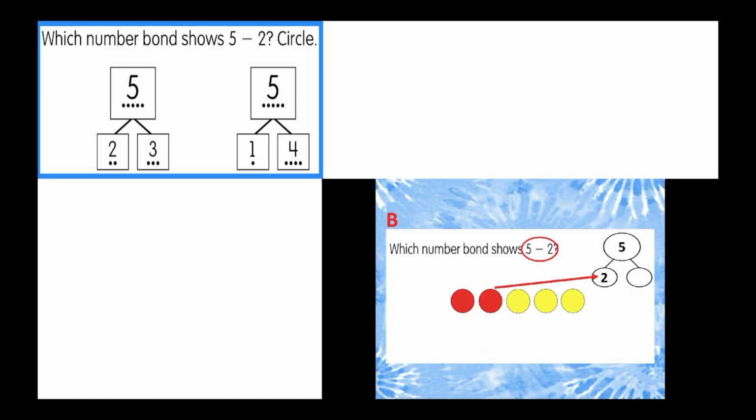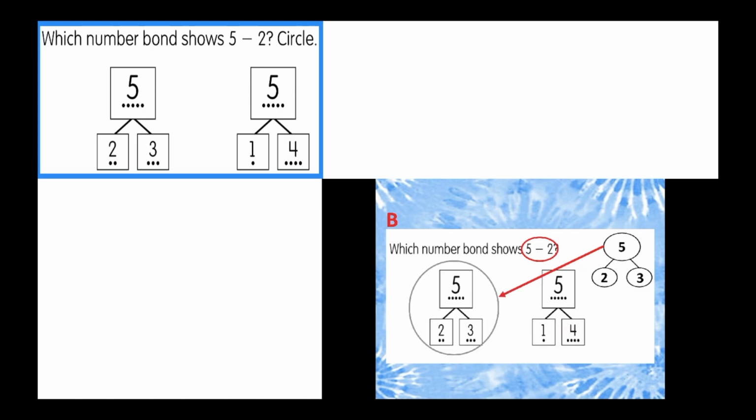We're going to use counters again to help us solve and find out what our missing part is. Since 2 is the part we know, we're going to use our 2 red counters to show that the part we know is 2. We know since our whole is 5, we can count on from 2 to 5, and we are going to represent that with yellow counters. So you can see that we have 3 yellow counters. We can count all of the counters together and see that 5 is our whole. So this confirms that 3, the missing part, is correct.